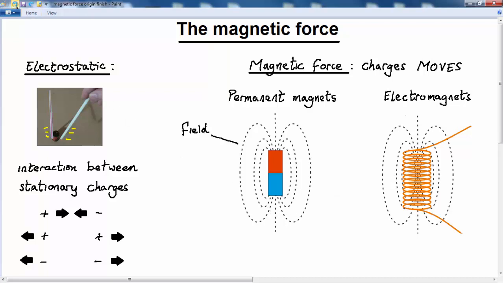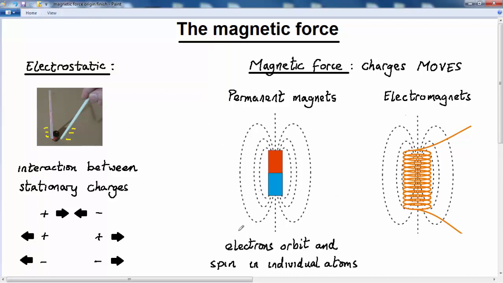So for example, in a permanent magnet or in a magnetic material, you've got electrons which are moving in an orbit and spinning in the individual atoms that make up that material. So it's precisely this movement of electrons, which is quite a complicated business, and we're not going to go into too much detail on that, but it's the movement of these electrons which produces the magnetic field. Okay, we'll look at permanent magnets a bit more closely in the following lessons. This is just a brief review.